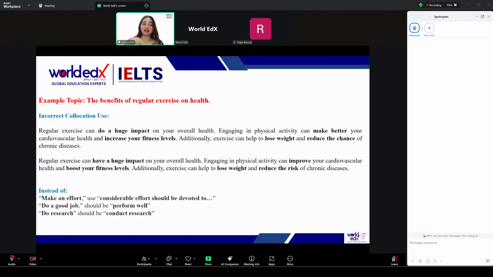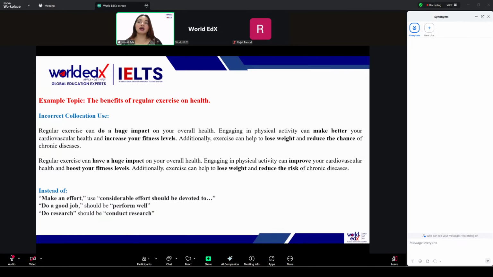And increase your fitness levels. There are no levels of fitness. You can either say it improves, you can say it boosts, but you will not say increase fitness levels, although the meaning is the same, of course the context differs. The next is additionally exercise can help to lose weight and reduce the chance of chronic diseases. Reduce the chance, again chance is a very positive word.